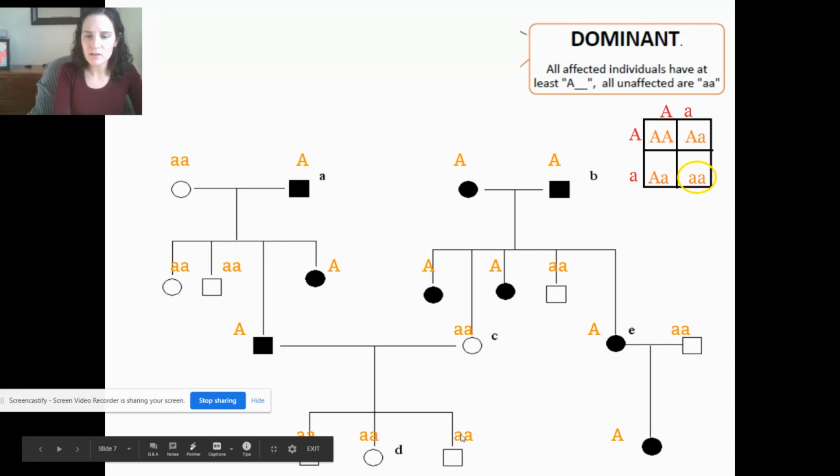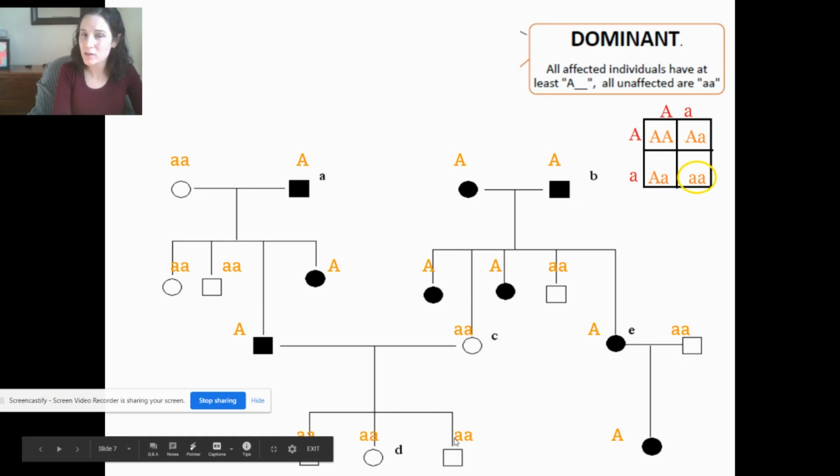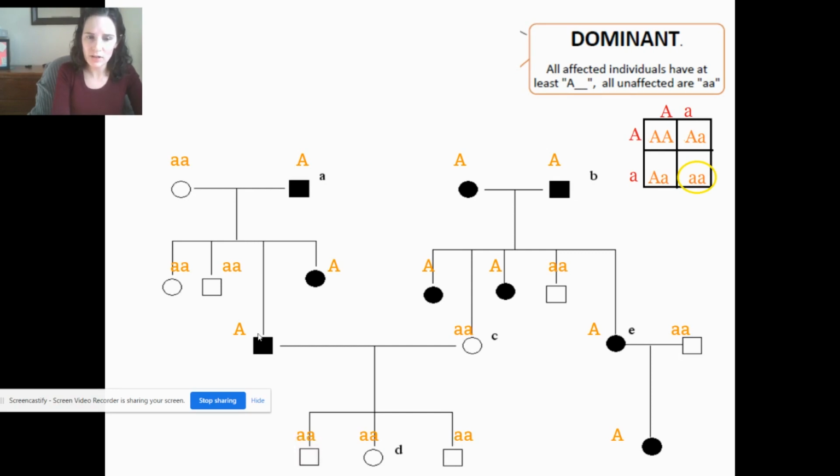If all of these kids are little a, we know they could get one little a from mom. Where does the other one have to come from? Has to come from dad. So we know that dad over here is big A, little a. He's heterozygous. And we can do the same for our other parents. This dad has to be heterozygous, big A, little a, because over here we've got kids who got little a from mom. Their other little a had to come from dad.